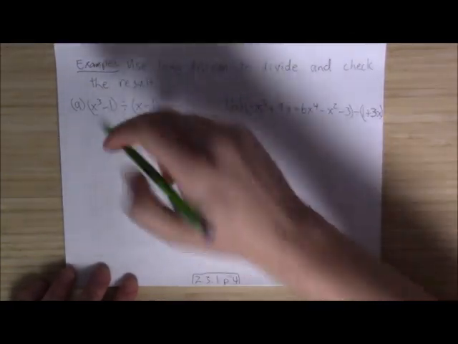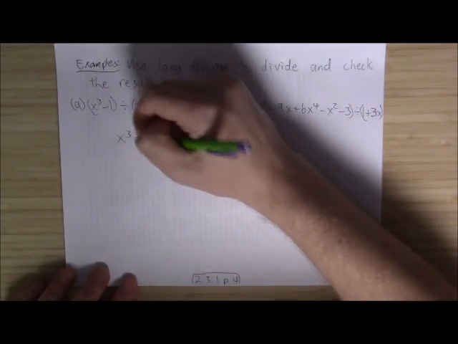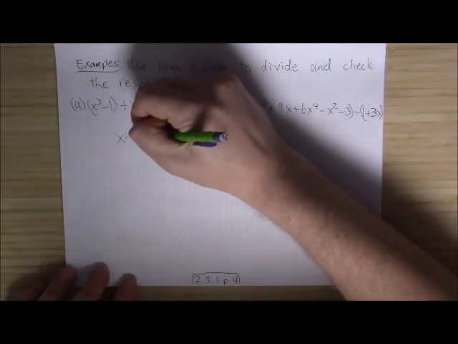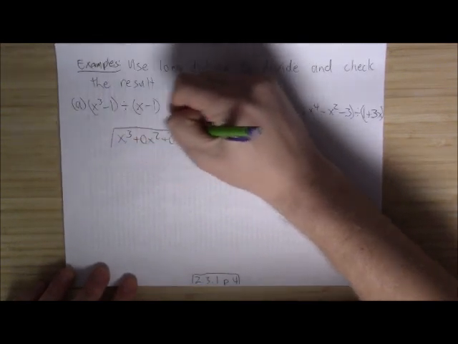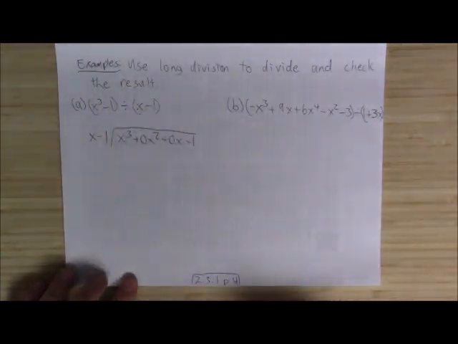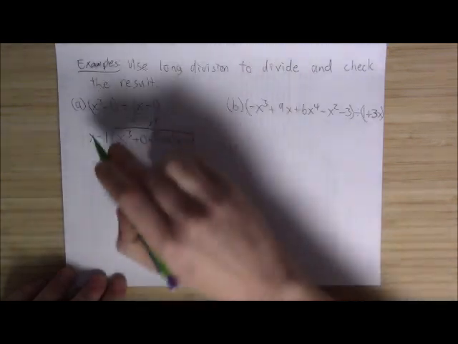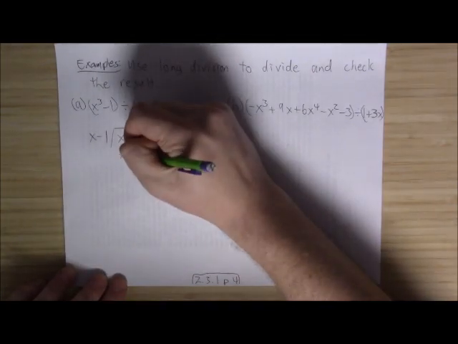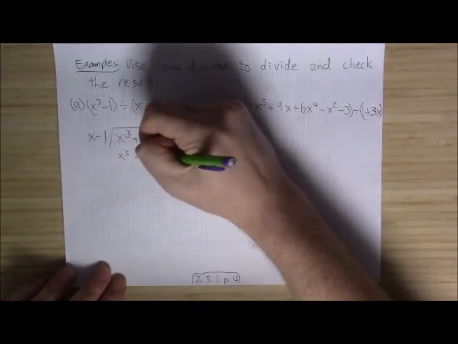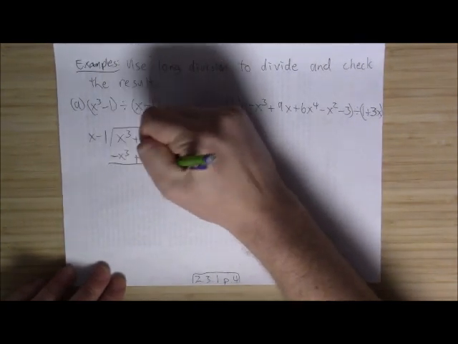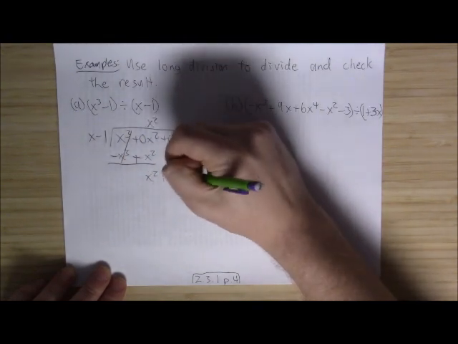Using long division here, it's important to write out all your terms, otherwise things will get messed up. So 0x squared plus 0x minus 1, and put x minus 1 into there. Here, again, we want to match the terms, so to match x squared we get up to an x cubed, minus x squared. But then we swap all the signs. That goes away, and we have x squared plus 0x.